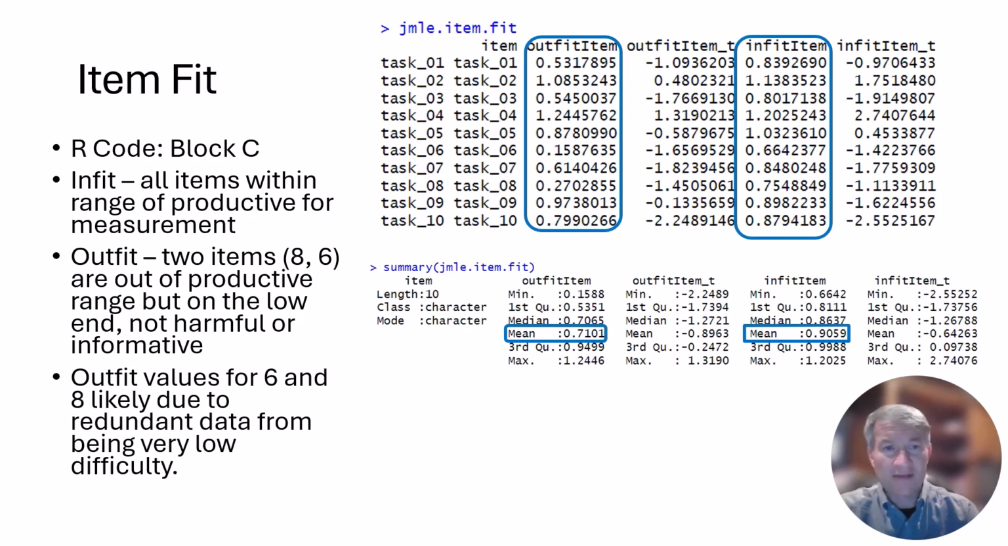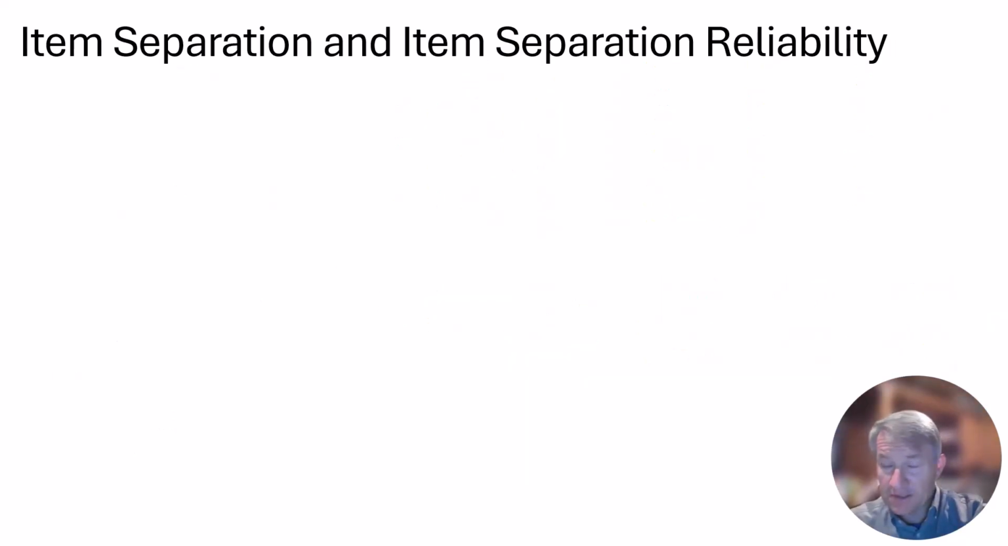And we know that items 6 and 8 likely have the low outfit because they are relatively very easy items, and therefore have probably redundant data to a large degree because the vast majority of persons are getting these items correct. And finally, let's talk about two additional considerations related to the items.